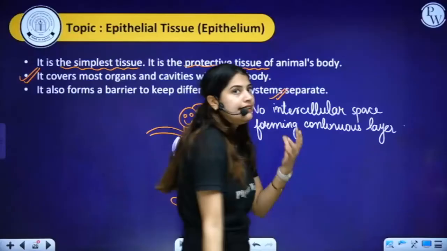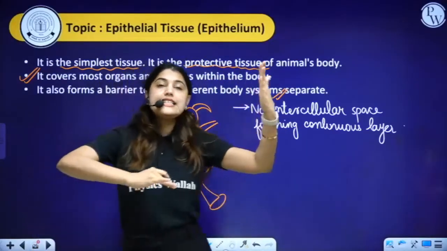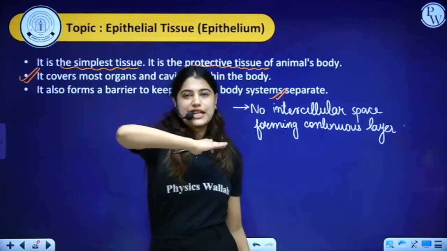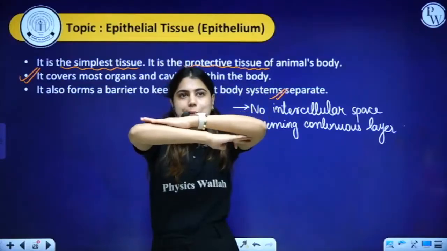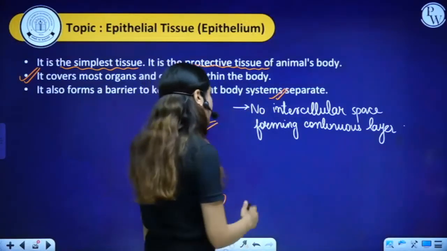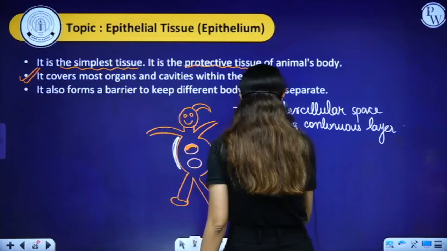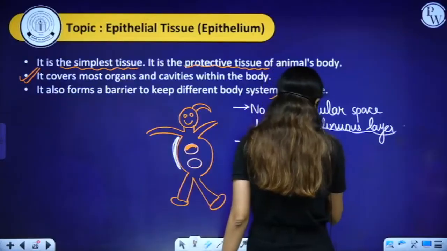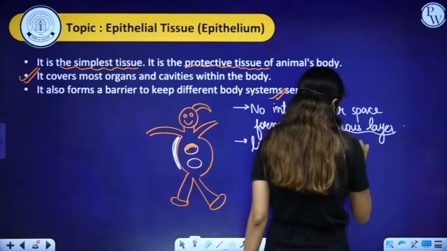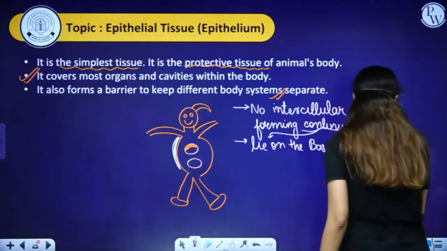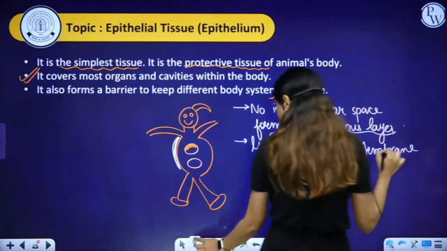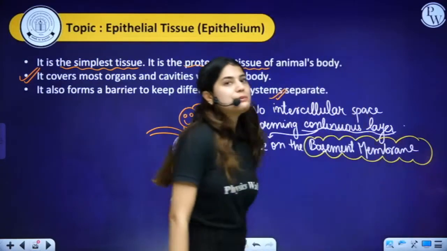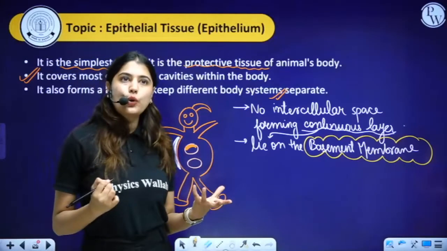Now this epithelium layer which is formed is resting over a basement membrane. Suppose this is the basement membrane and the epithelial layer will be present over that basement membrane, right? So I can say it lies on the basement membrane. The basement membrane is basically providing it that support, isn't it? What is this basement membrane doing? It is providing support to it, right?